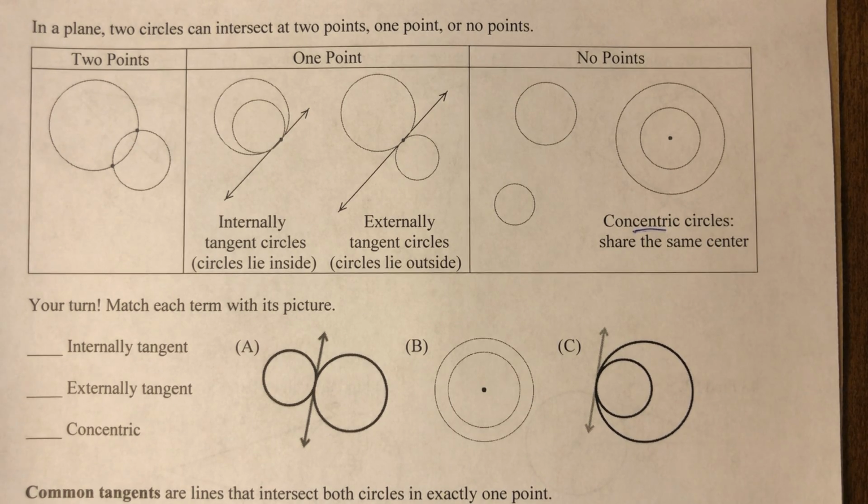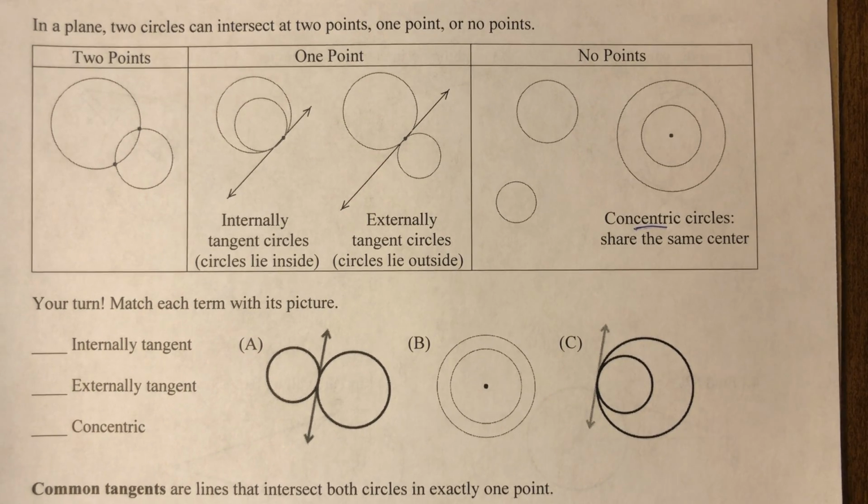So next section you'll do on your own. It's just a matching one, identifying internally tangent, externally tangent, or concentric. Just look at the pictures above. You can pause here and do that. I'm going to move on.